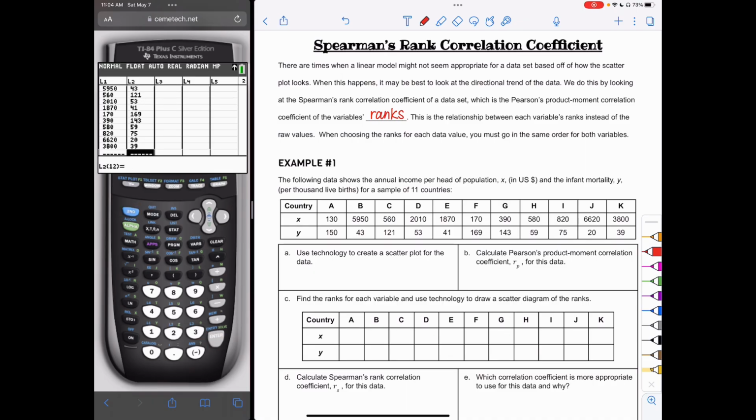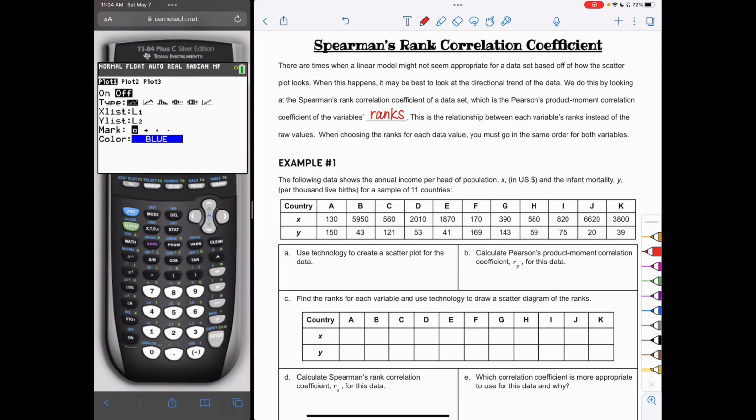So I have to press second, Y equals, and I'm going to turn my Plot 1 on and make sure that it's set on scatter plot. And then I'm going to press zoom 9 for ZoomStat. And here's my scatter plot. As you can see, I can tell that there is a negative trend, okay? But it doesn't necessarily look like a line. This kind of looks like a curve, which leads me to think that it may be exponential. So the fact is that it does not look linear.